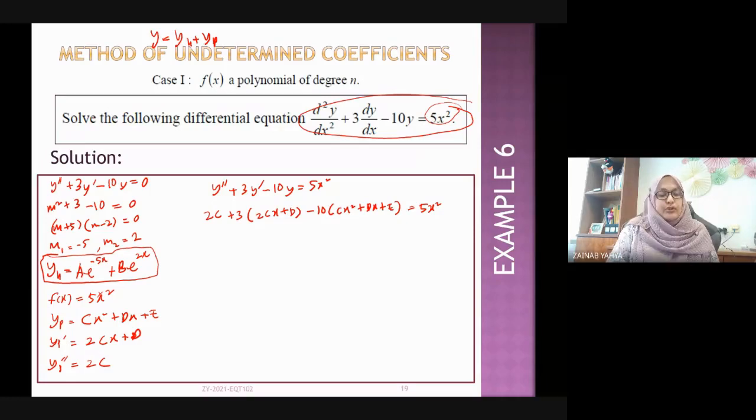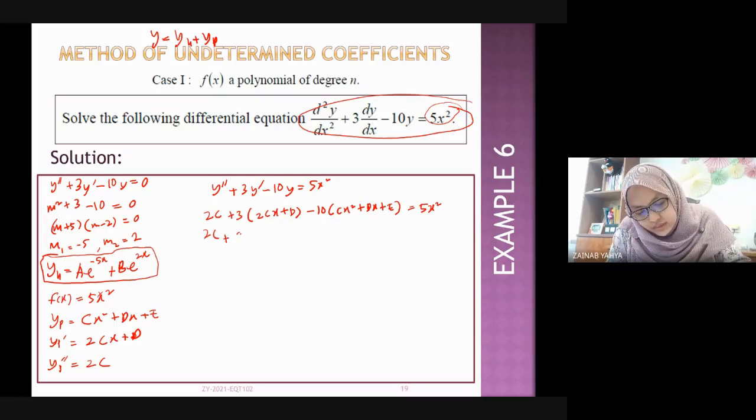So what we need to do now is compare the left hand side with the right hand side to get the values of c, d and e. Let's collect together terms with x squared, terms with x only, and terms without any variable. Let us expand it first. You need to be careful here. Please avoid any careless mistakes.